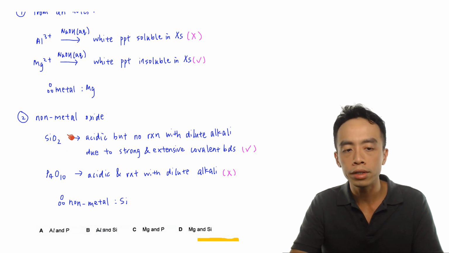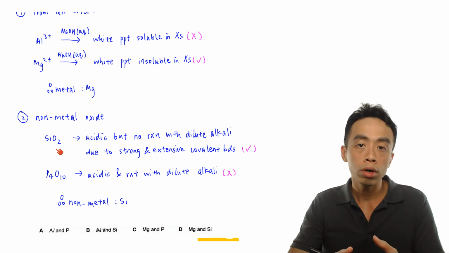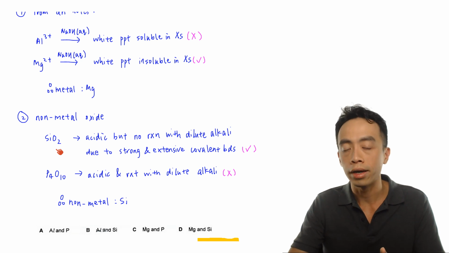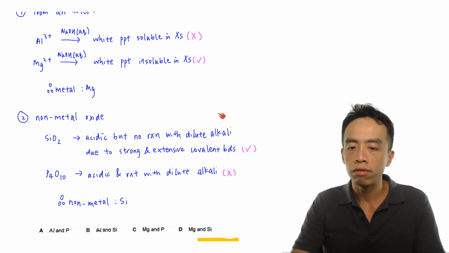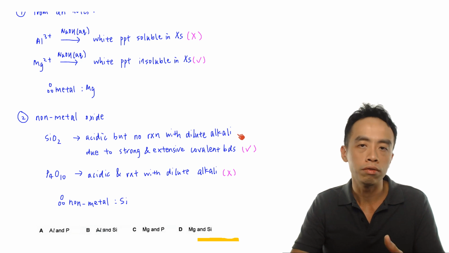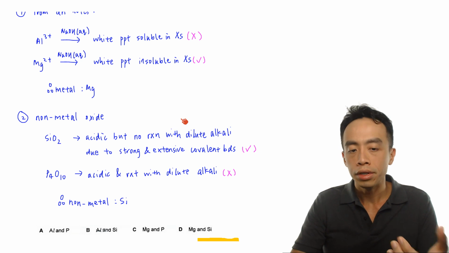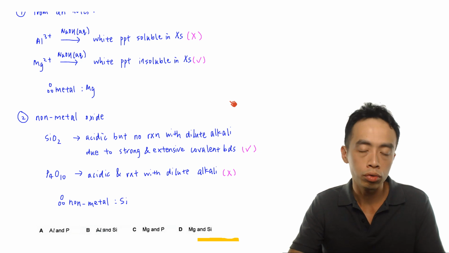Now comparing these two, both of them are non-metal oxides. We would expect non-metal oxides to be acidic. The difference between these two is silicon dioxide has strong and extensive covalent bonds between the atoms within this entire giant molecule. So the consequence is silicon dioxide is acidic, yes, but it doesn't react with dilute alkali. It only reacts with very strong alkali or concentrated alkali. So in this case, silicon dioxide will give me a more consistent observation as compared to the question.